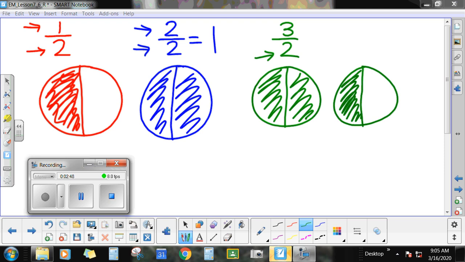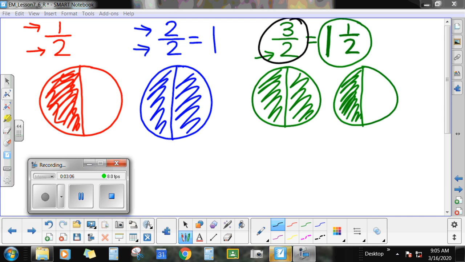Now look what you have. You have 1 whole pizza, plus you have half of another pizza. And this is called a mixed number, when you have a whole number and a fraction. Now what do you notice about this fraction? This is what I want you to really look at. Did you notice that the numerator was bigger than the denominator?